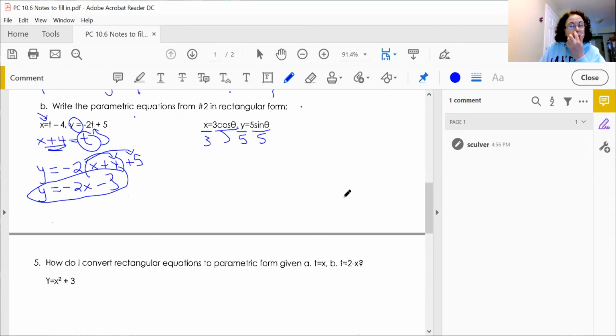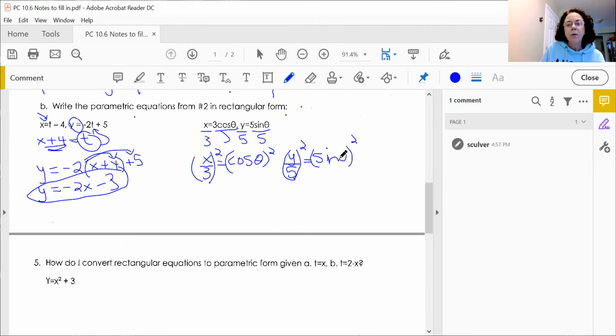There we go, for my sine equation. So here's what I have right now. I have x over 3 equals cosine. And I also have y over 5 equals sine. But I need cosine and sine to be squared, so I'm going to square both sides of both equations.